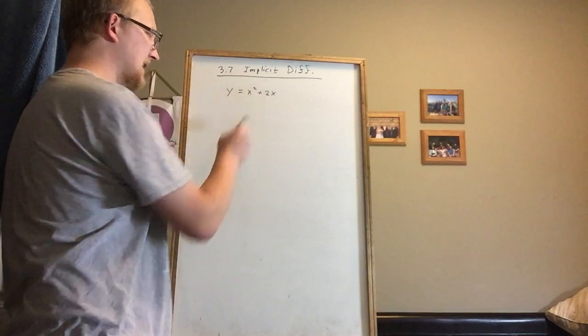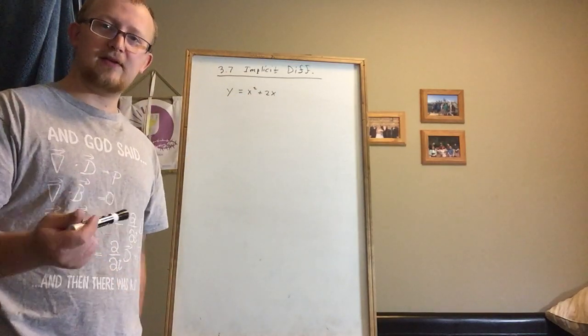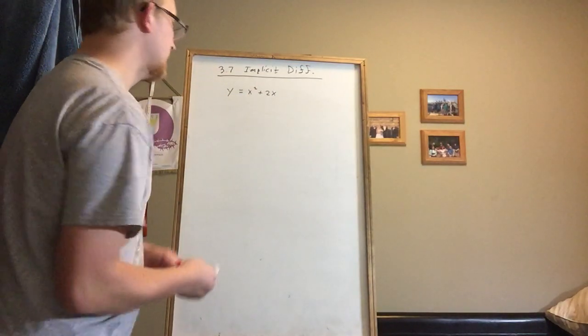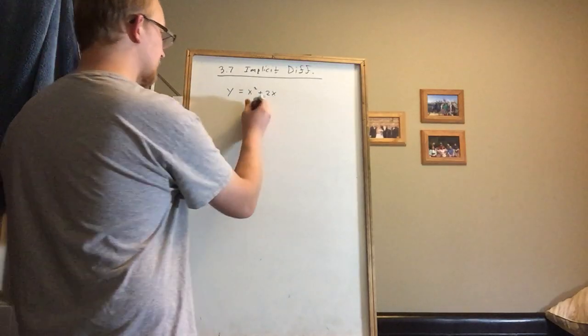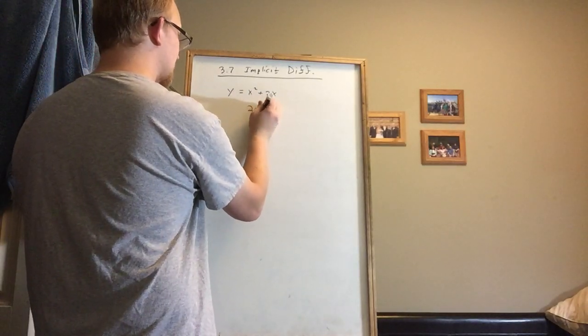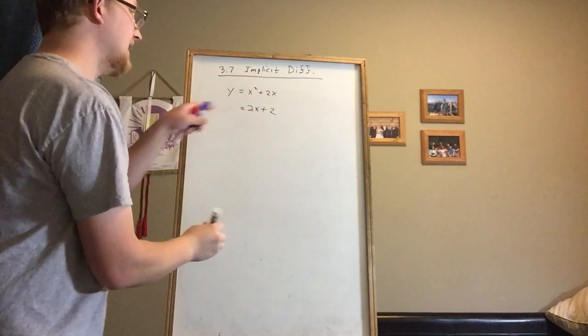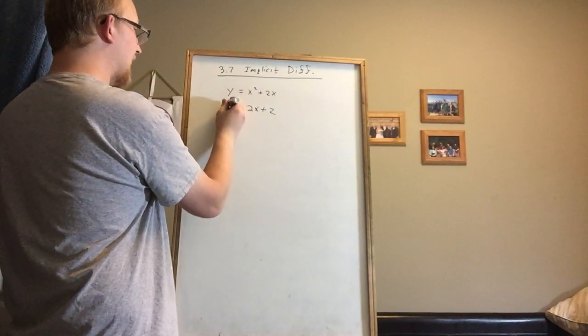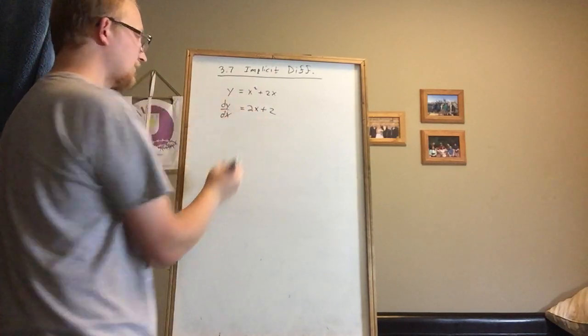So y equals x squared plus 2x. We've learned how to derive this already. On the right side, we would use the power rule to find 2x plus 2. And on the left, we get the derivative of y with respect to x.